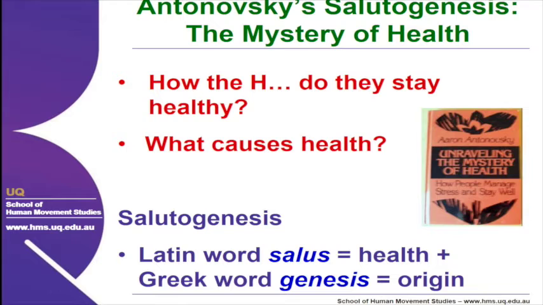The miracle was not that anybody was actually ill. The miracle of life was that anybody was actually ever healthy. He really wanted to know two questions. How have people managed to become healthy? And what was it that caused their health? In proposing this, Antonovsky searched for a word or a term that could be useful in capturing this theory or this approach. And so he borrowed the Latin word salus, which equals health, and the Greek word genesis, which means origin, and hence the phrase salutogenesis.